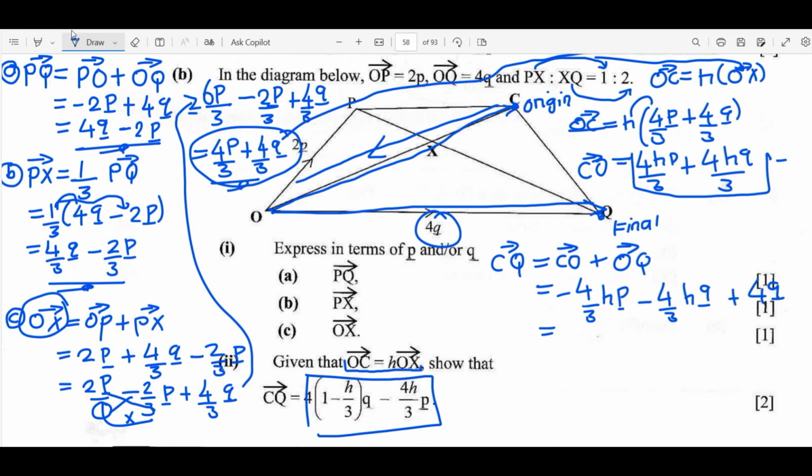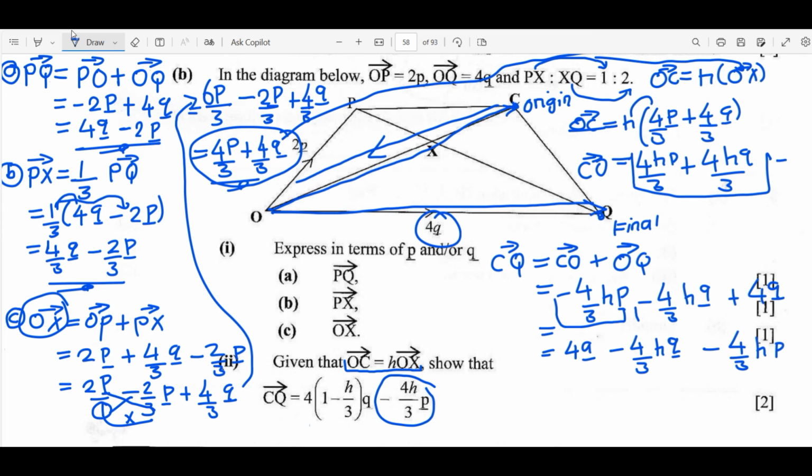So then upon reaching here, I'm going to compare now the arrangement of this vector that we are trying to show. So we can see that this P part is on the far end, and we can see that we have it. This is our part here. So we want it to be on the far end. So I'm going to write whatever remains. So I'm going to say 4Q minus 4 over 3 HQ minus 4 over 3 HP.